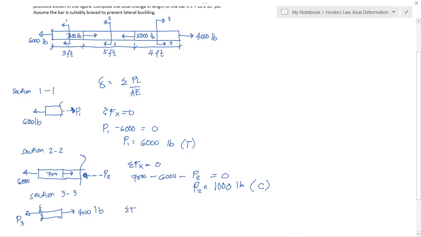Okay, summation of forces along x equal to 0. You have P sub 3 is equal to 4,000 pounds. Di ba? Okay, so that is in tension. Why? Because the direction of P sub 3 is away from the section na kinonsider mo. Okay, we have already the magnitude of the P1, P2, and P3. Now, we can now determine the total elongation, the total deformation.